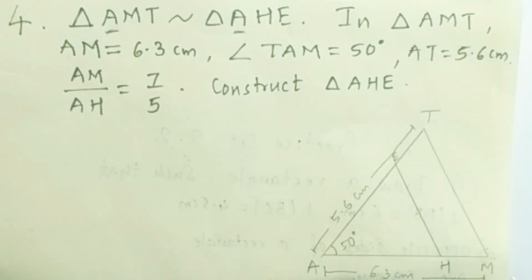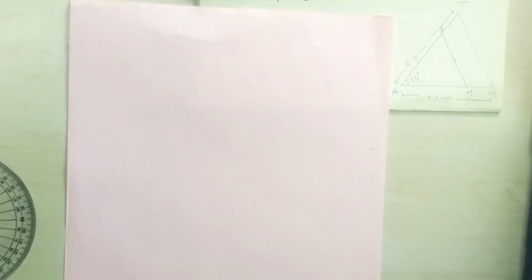So this is the rough diagram of the construction. In the same manner we'll draw the fair figure. Now we'll construct these two similar triangles.